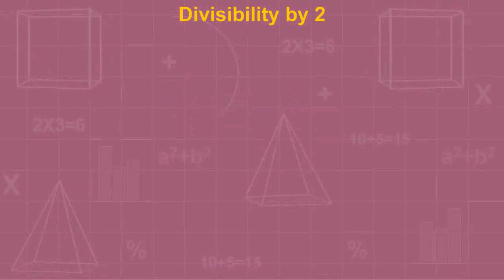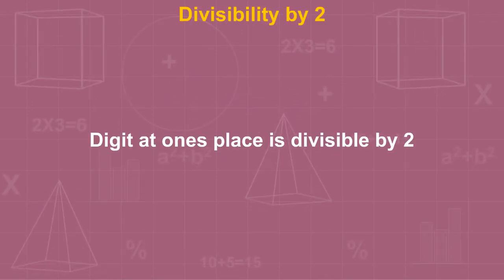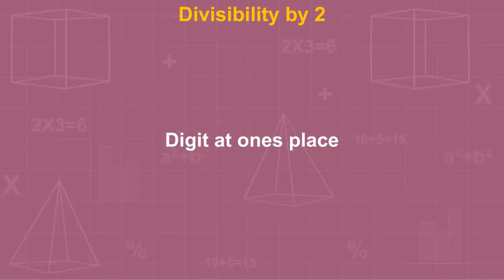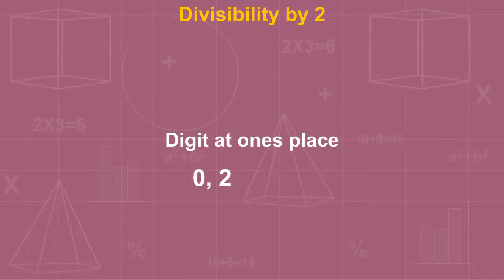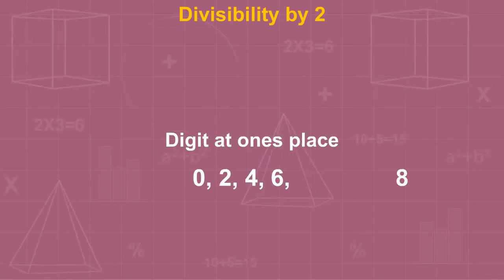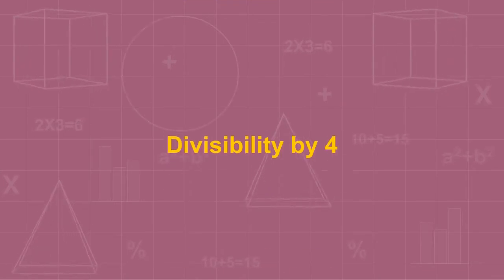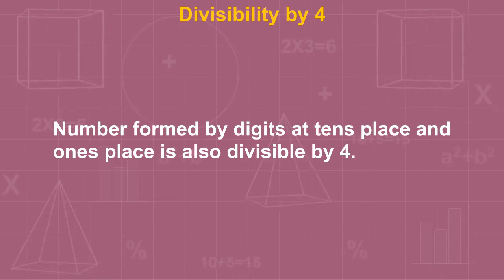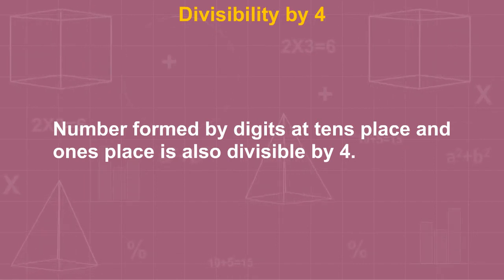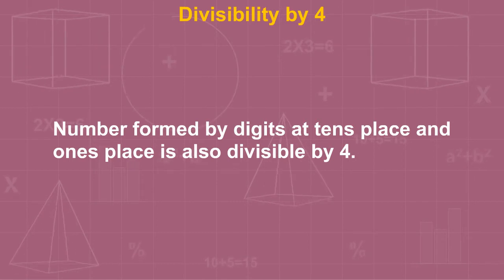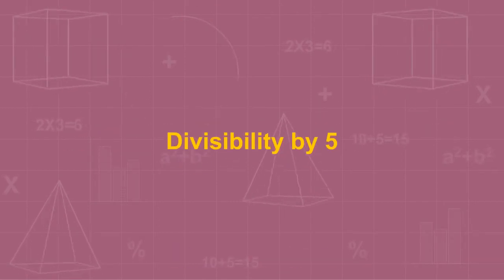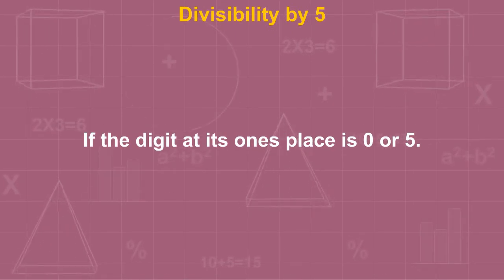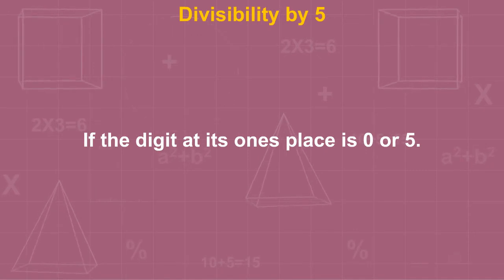Divisibility by 2. A number is divisible by 2 if the digit at ones place is divisible by 2 or the digit at ones place is 0, 2, 4, 6 or 8. Divisibility by 4. A number is divisible by 4 if the number formed by digits at tens place and ones place is also divisible by 4. Divisibility by 5. A number is divisible by 5 if the digit at its ones place is 0 or 5.